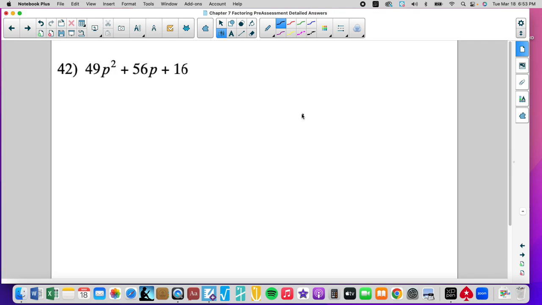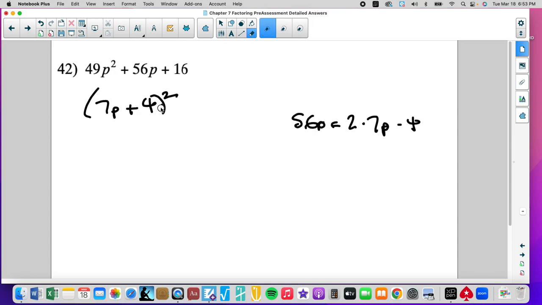Now let's look. Does 56p equal 2 times 7p times 4? So that's 7 times 8 is 56. Yep. So I'm going to get 7p. I'm going to get 4 quantity squared. Signs are the same. Both are positive. Let's erase that little curly Q there.